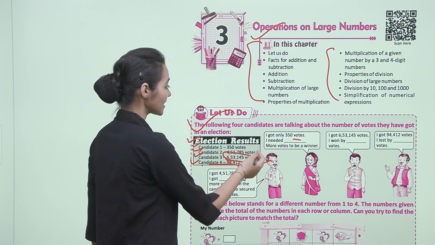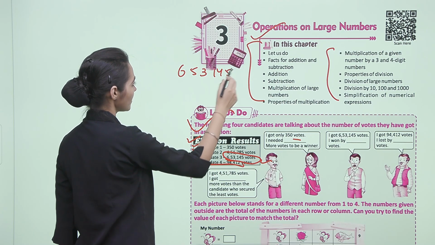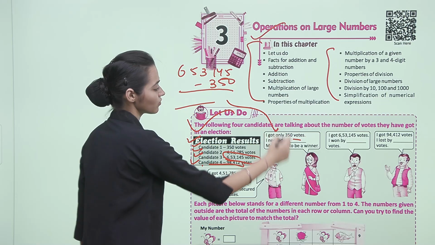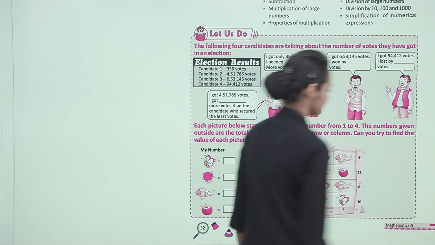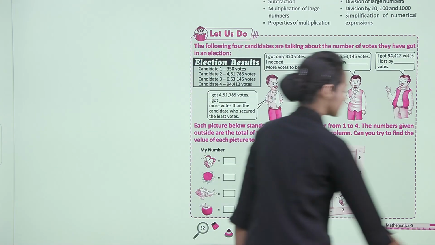So when we subtract 6,53,145 minus 350, you will get the answer of how many votes he needed to be a winner. That's how we can complete the remaining ones.